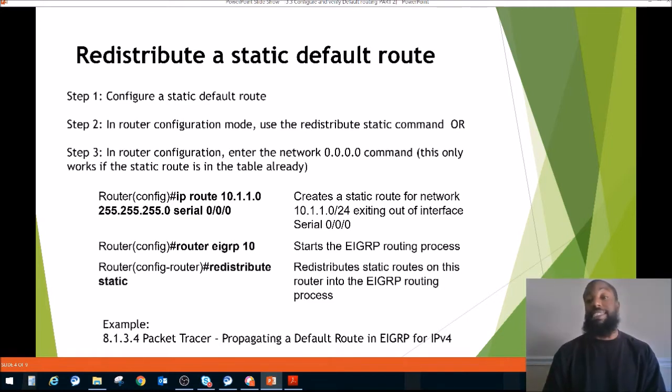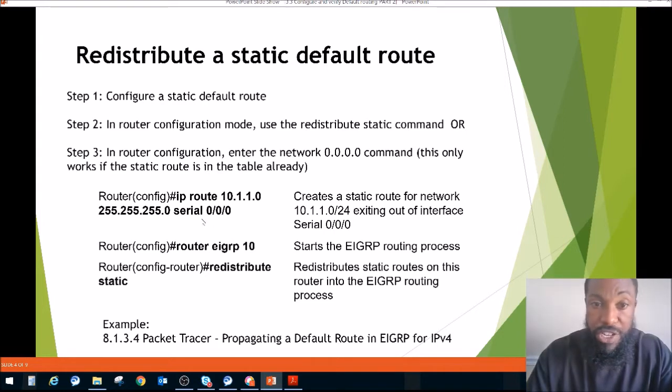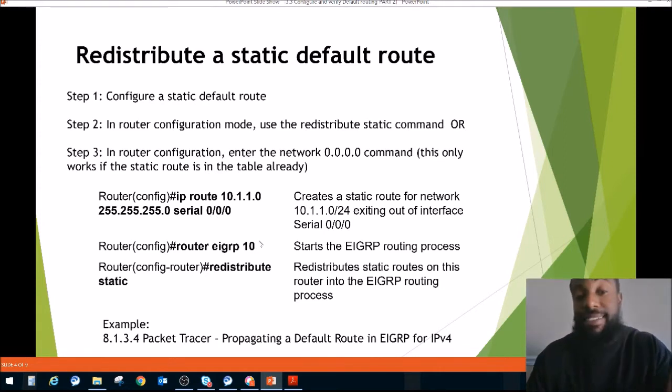So router EIGRP, and then the AS number, or the process number, I believe that is. Yeah, that's the AS number. And then from there, the static route, and which interface you can go out to get to it. And then router EIGRP 10, that's the routing process, not the AS. The AS is BGP. And then redistribute static. That's the last method. Or instead of that, you do network quad 0. Let me show you an example in Packet Tracer.